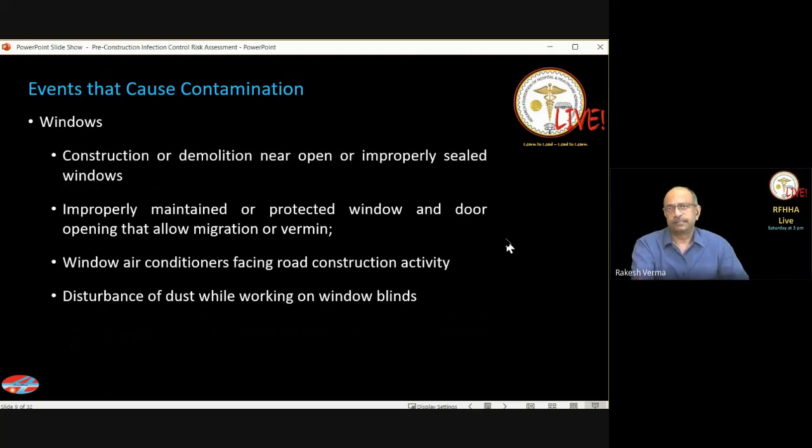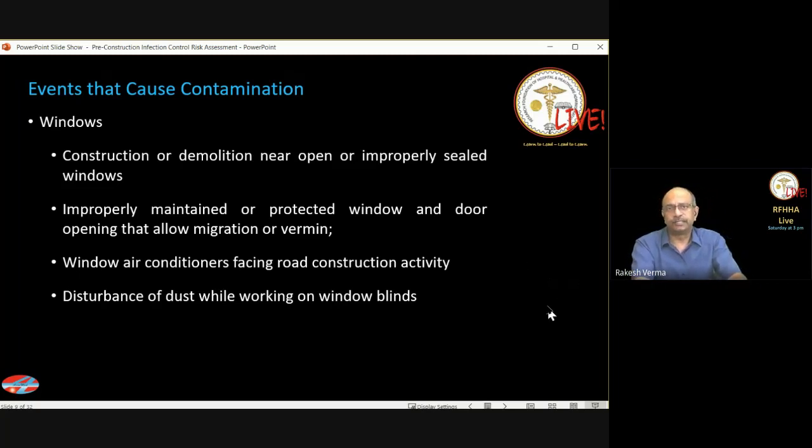Next is windows. Nothing really great, but just to complete our listing, construction or demolition near open or improperly sealed windows will cause dust to come in. It will also bring in pests, worms or cockroaches. Basically, you open a vista through which these elements can come in.